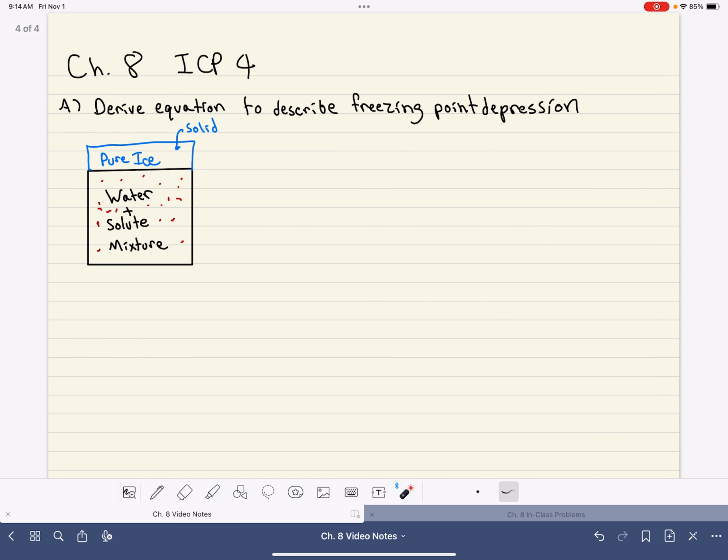In this case, because we're looking at freezing point depression, the diagram has on the bottom the mixture. You can imagine it as water with some sort of solute in it. And then on top is another phase that's the solid. In this case, we'll say it's ice. To approach these types of problems, we first need to make a couple of assumptions.